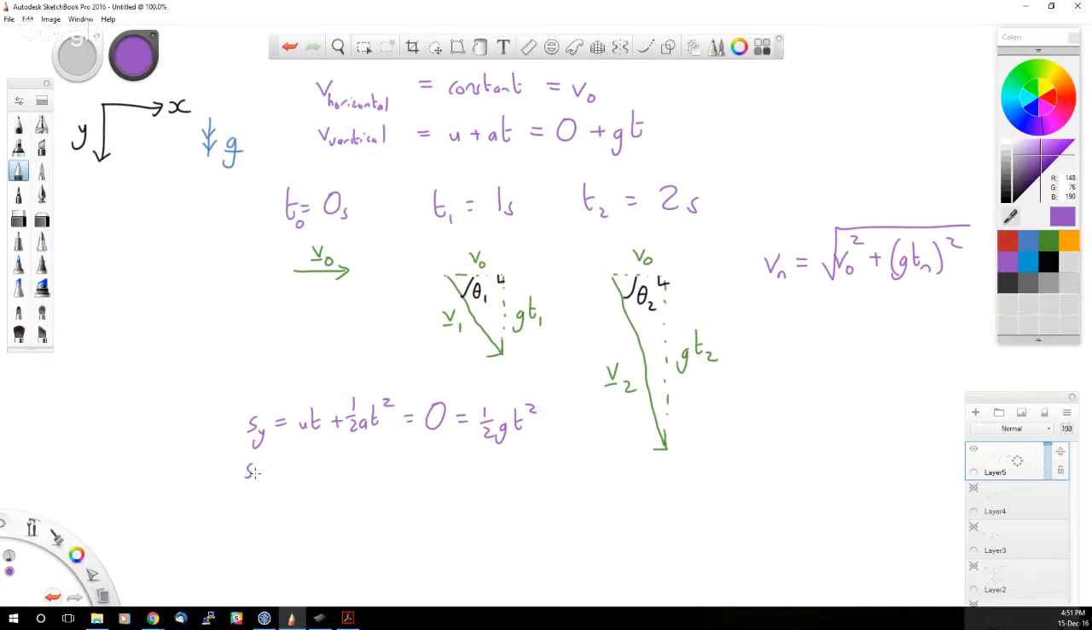And horizontally, sx, again, we have the same equation of motion, except for the fact that this time our u is our v0, and we have no acceleration. Oops, that should be a plus there. So easy to write the wrong thing. And then yes, you can use this to work out the displacement at the different times.